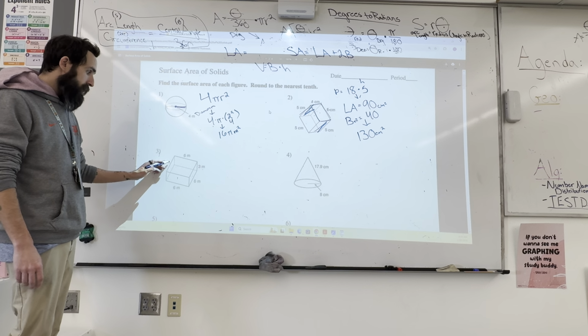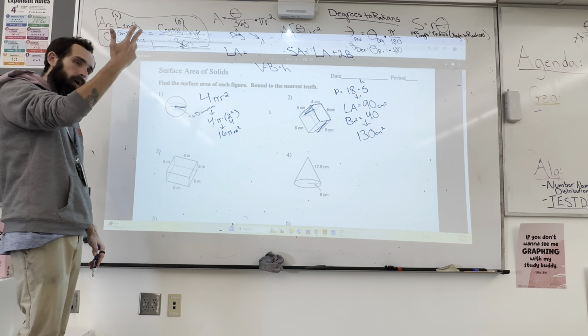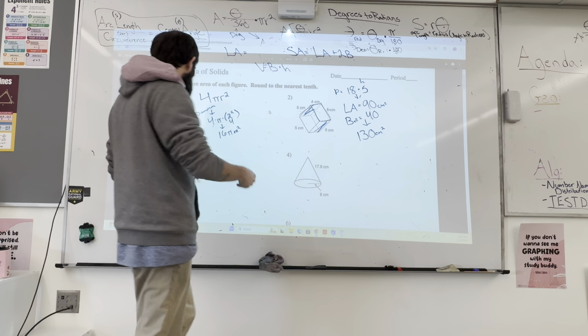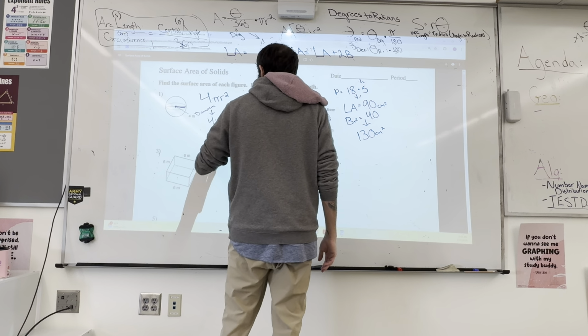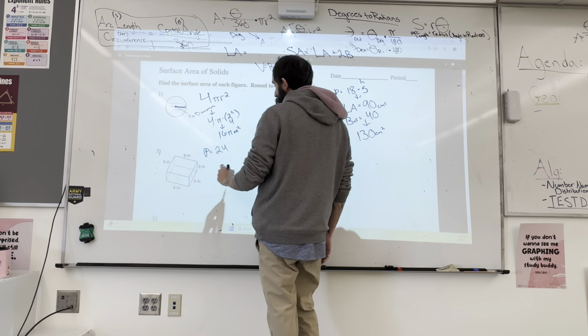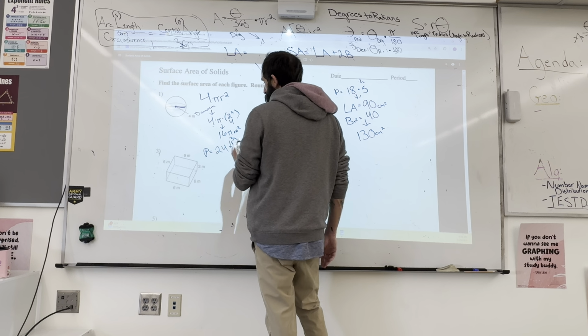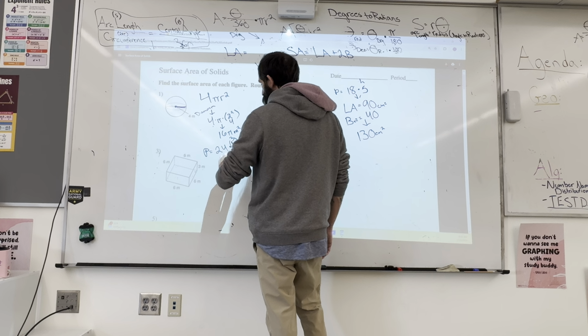6 plus 6 plus 6 plus 6: 6, 12, 18, 24. Our perimeter is 24. We now multiply the perimeter by the height, which is 3. 24 times 3 is 72.